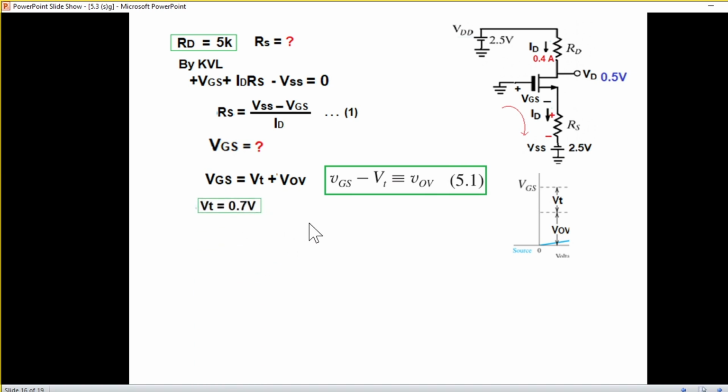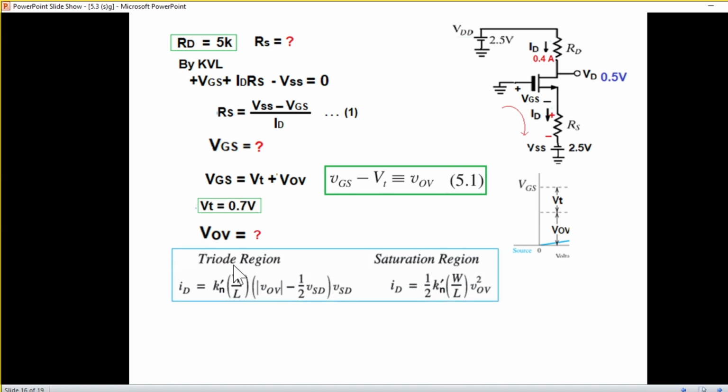VT, or the threshold voltage, is given in the question to be 0.7. VOV we have to find to get VGS. How can we find VOV? We have seen earlier that the transistor current equations in the triode region and also in the saturation region both have VOV in them. And so we have to first of all decide whether the transistor is operating in triode region or in saturation region, and then we can use this equation to find VOV.